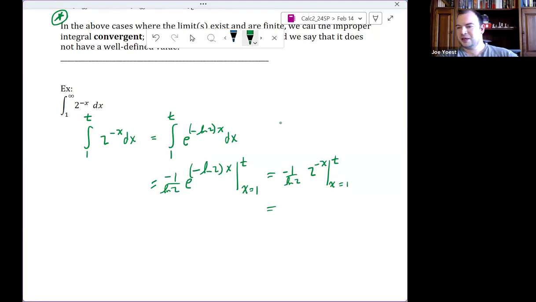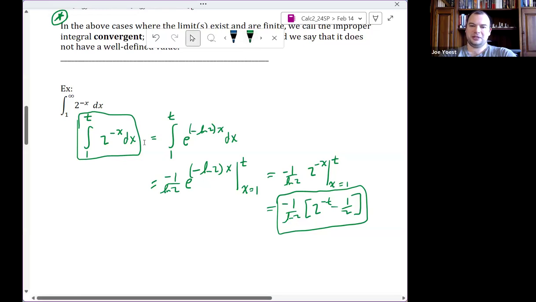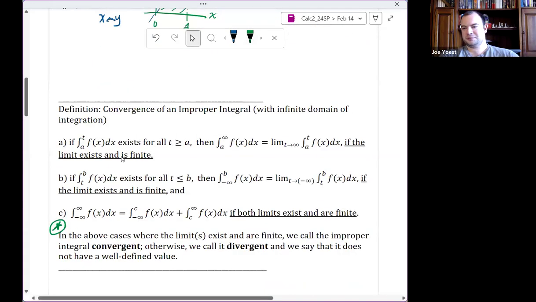Random Zoom pop-up. But anyway, so we have negative 1 over log 2, times 2 to the minus t minus 1/2. I suppose I'll leave this like this. I could switch the order, but I don't know if that's worth writing a whole other line for. Okay, so the integral from 1 to t of f of x dx equals that thing.